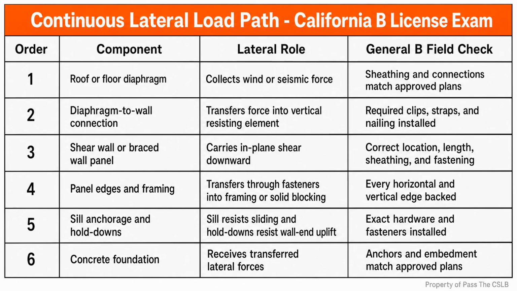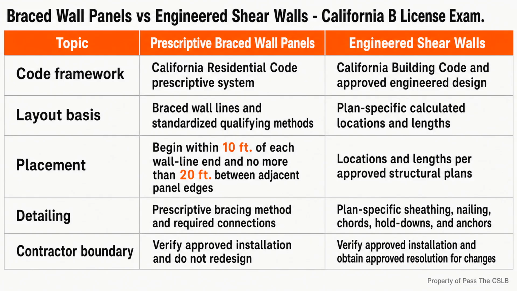For a prescriptive braced wall line, a panel must begin within 10 feet of each end of the designated line, and the distance between adjacent panel edges must not exceed 20 feet. Those are placement checks for that prescriptive system. I do not carry those numbers over and use them to relocate an engineered shear wall. Engineered wall locations, panel lengths, chords, hold downs, sheathing, and fastening come from the approved design.